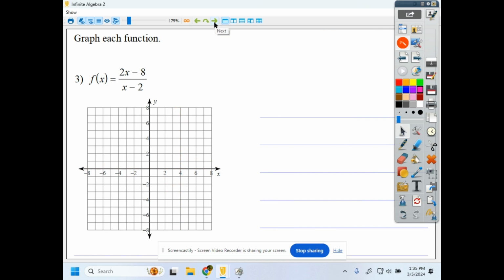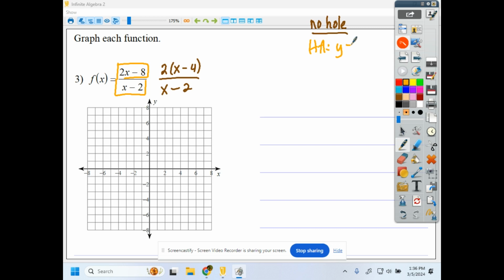All right, next. 2x minus 8 over x minus 2. We know the factored form here is 2 times (x minus 4), and this is x minus 2. You can tell that there's nothing we can cancel, so there should be no holes for this problem. No holes. We can tell that the degree of the numerator is 1. The degree of the denominator is also 1. So therefore, your horizontal asymptote will be y is equal to 2.